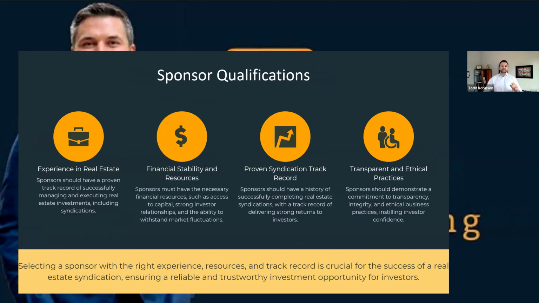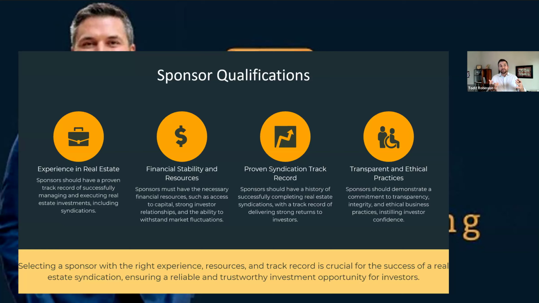Sponsor qualifications. Now, these are for LPs and obviously for sponsors as well that are listening that want to get into deals. This is what people are going to be asking of you, right? And this is what you need to show them. And LPs that are interested in investing with sponsors, this is what you need to be asking. You need to be asking those sponsors that you're interested in: What is their experience? Do they have strong investor relationships, their financial stability and resources? What is their track record?